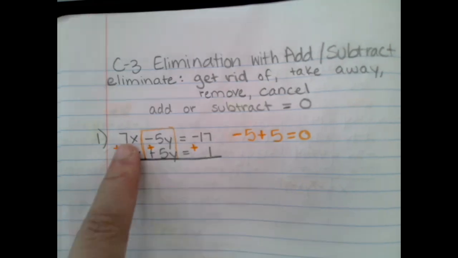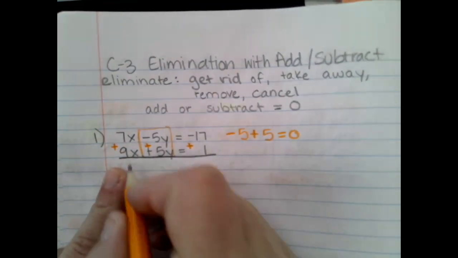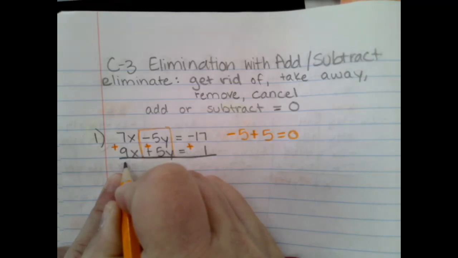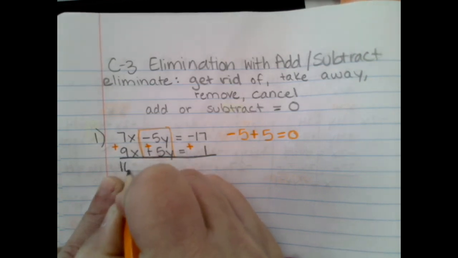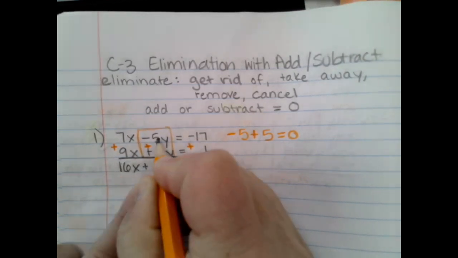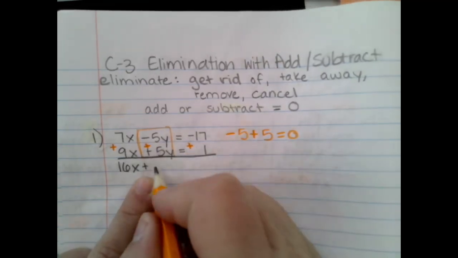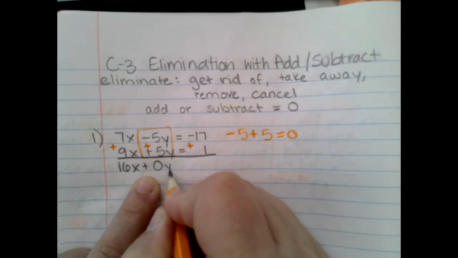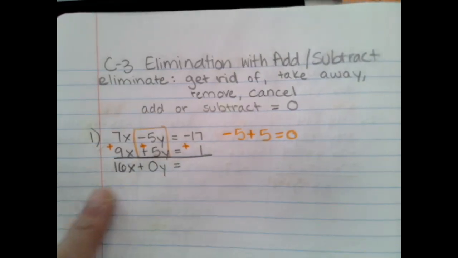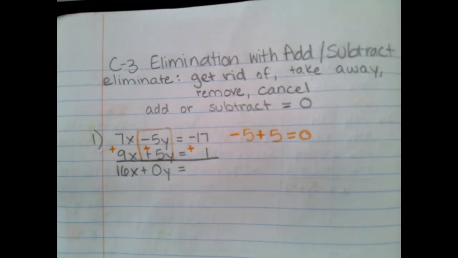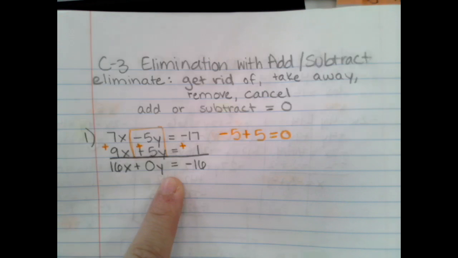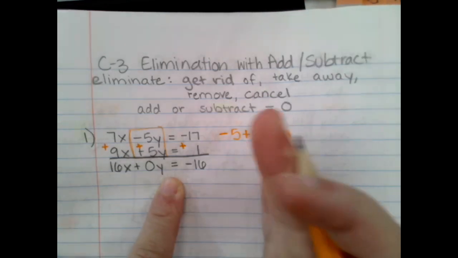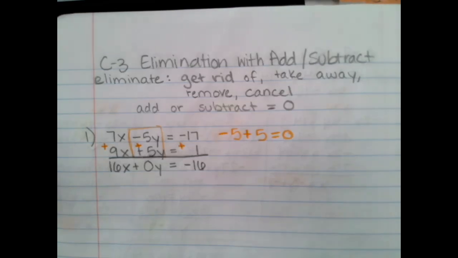What is 7 plus 9? Not 19. No, it'd be 9 plus 9. 16. Good. So 16x plus, what's negative 5 plus 5? 0. So 0y equals negative 17 plus 1. Negative 16. Good. All right, I like to work my way horizontally across the page. That helps me on this problem.